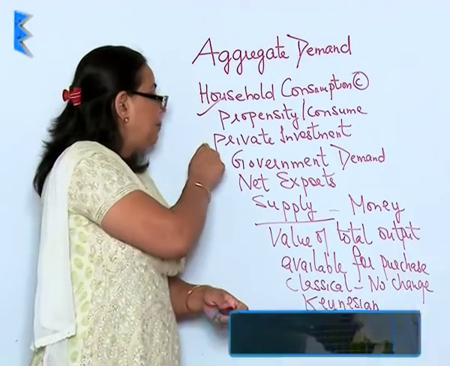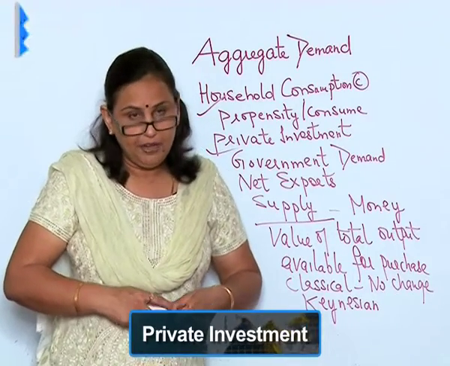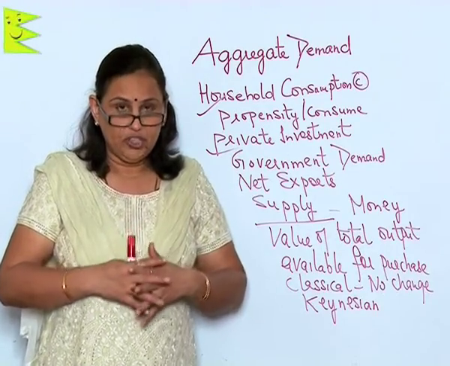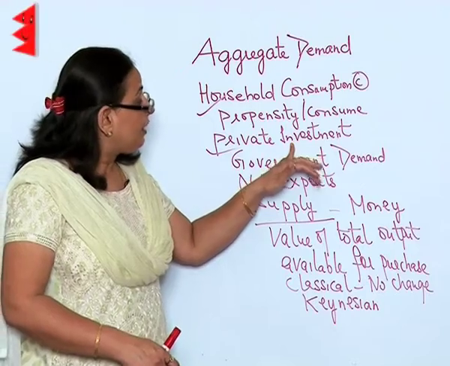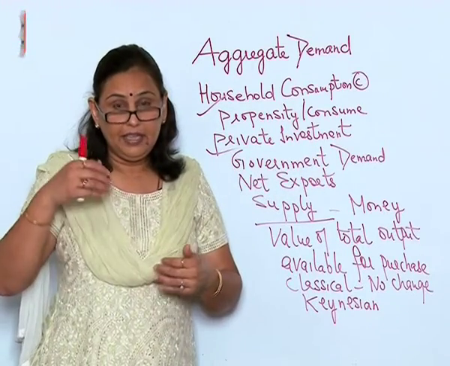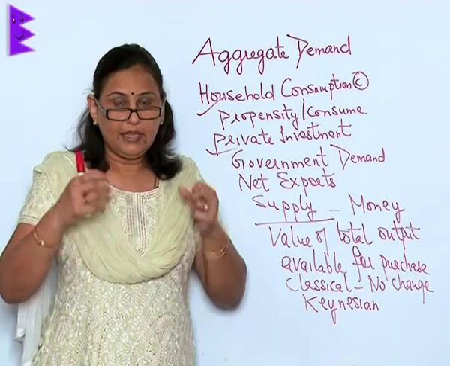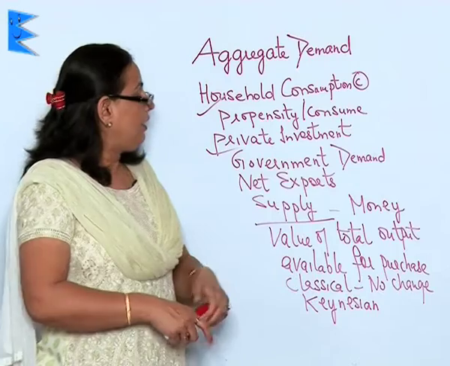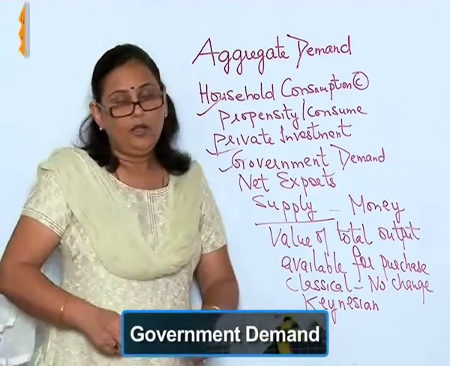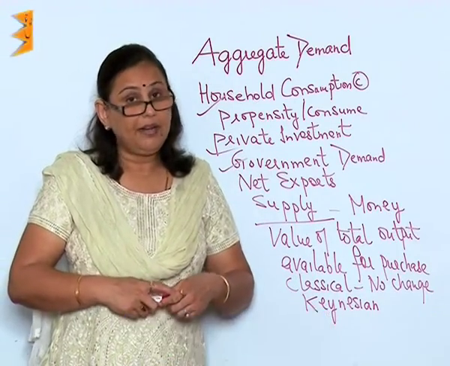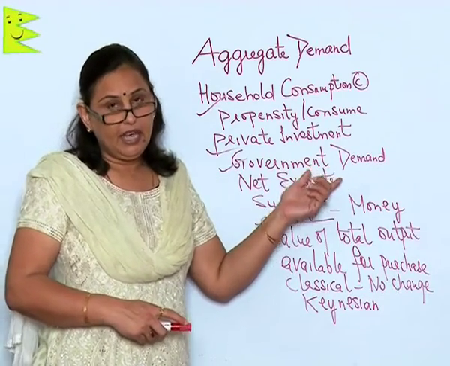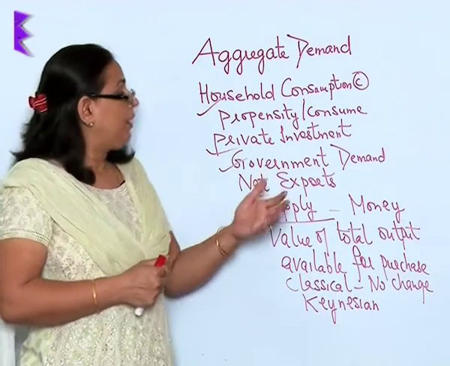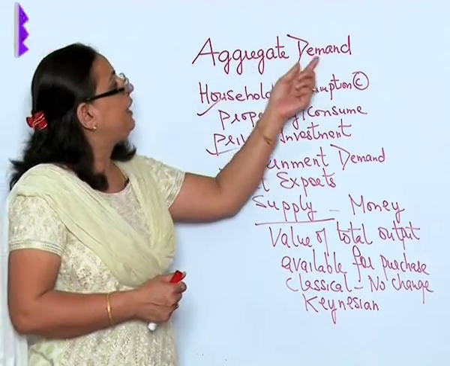The second is the private investment. Private investment means all the private firms, industries, factories, manufacturing units which have a demand for machinery, buildings, computers; that comes under the private investment demand. The third of its kind is the government demand. Whatever goods and services are demanded by the government is the government demand. It could be for building roads, bridges and so on. But all this comes under the aggregate demand.